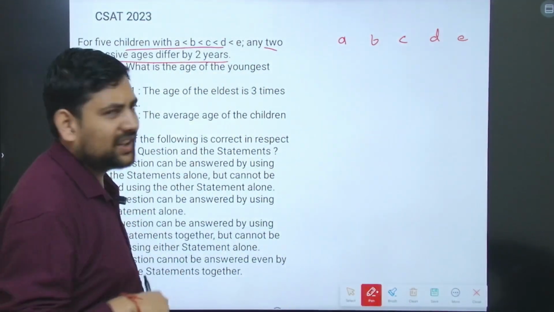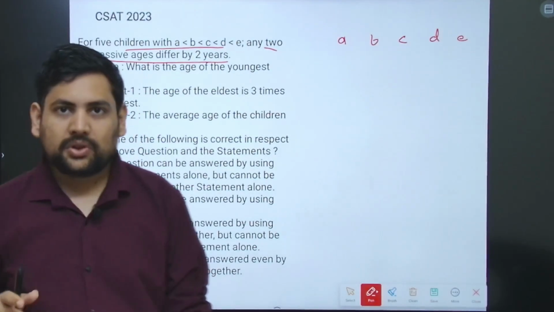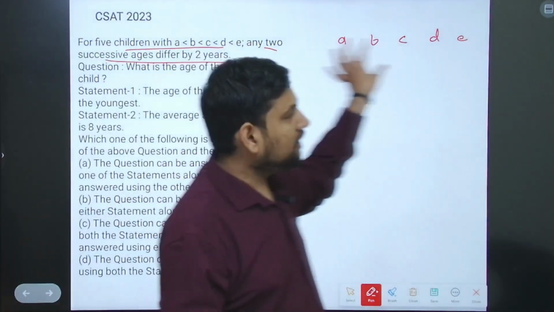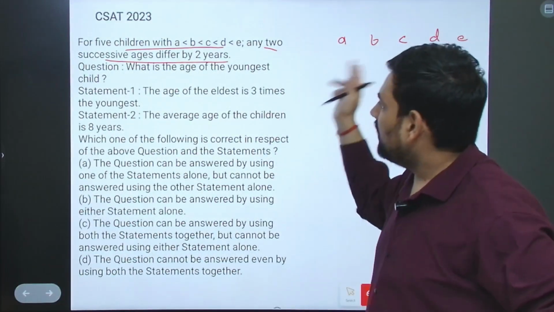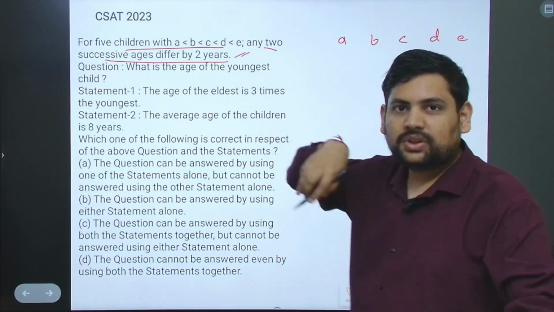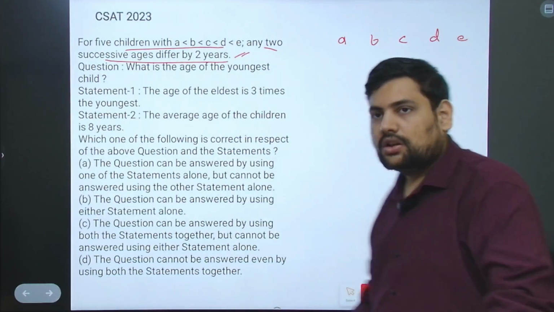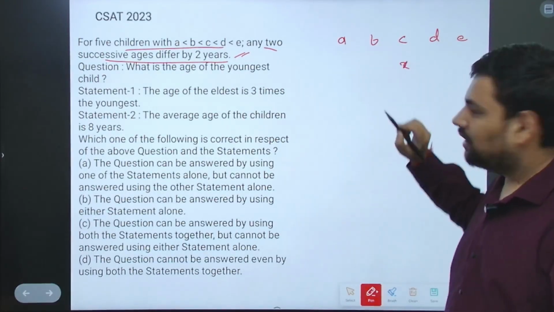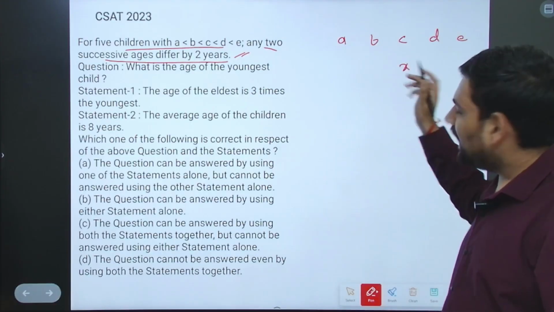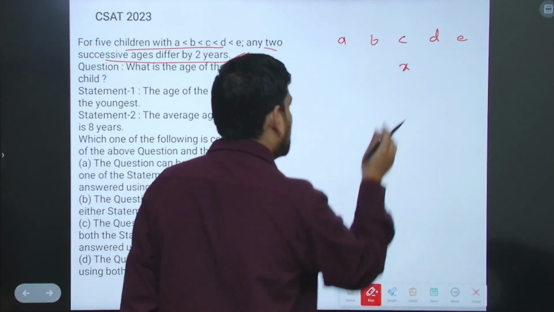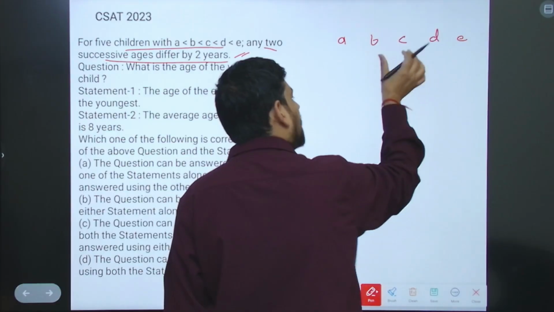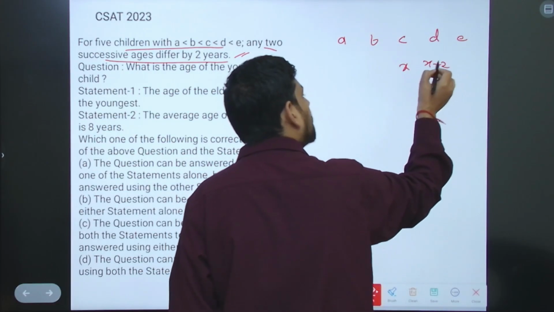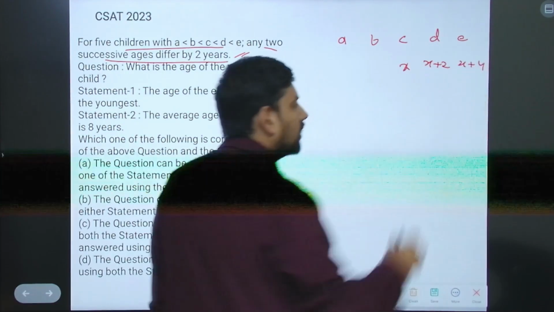Now, as I have told you, you might have learned in arithmetic progression that whenever you have to take odd numbers like this with a particular difference, for example, the difference is 2 here all the time, so they are in arithmetic progression, you always take the middle number as something like x, and then you write the other numbers in terms of it. For example, every one of them differs by 2 years. Everyone is 2 years older than the previous one. So this is x, then this becomes x plus 2 and the next one becomes x plus 4.